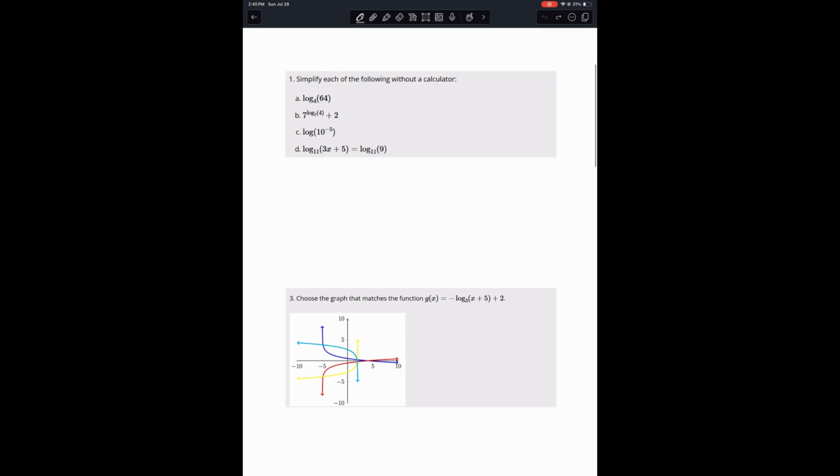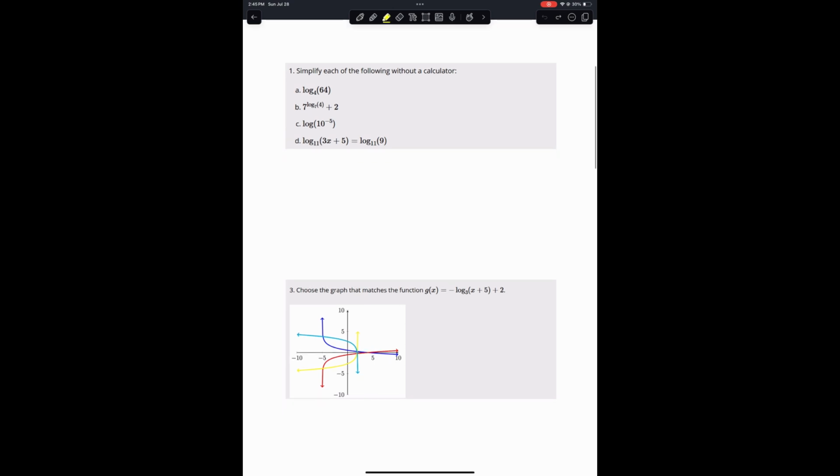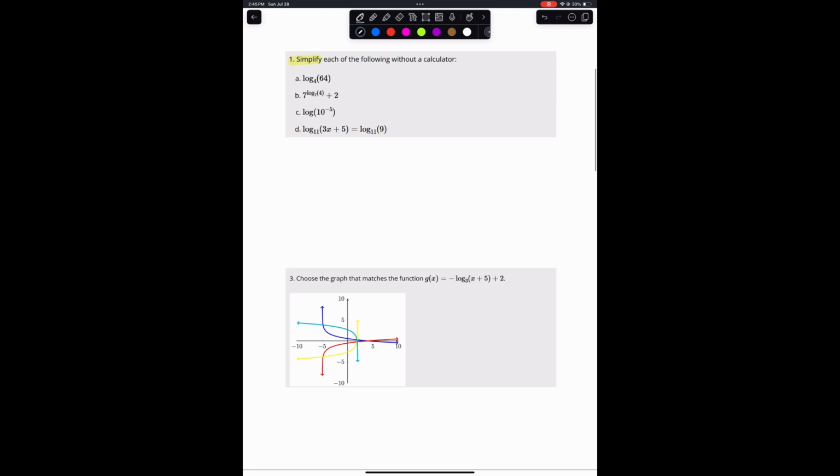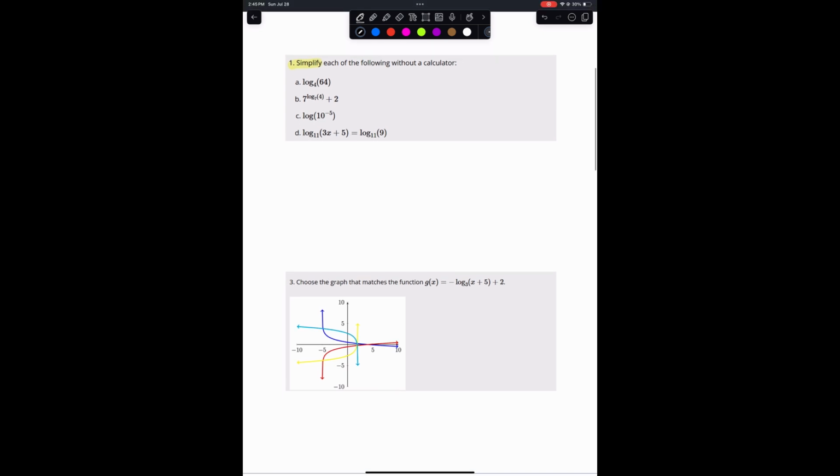All right, so for question 1, we're to simplify without a calculator. For part A, log base 4 of 64, we're being asked: 4 to what power is 64? 64 is 4 to the power 3. So the answer to this is 3.